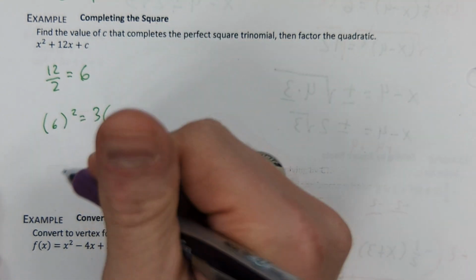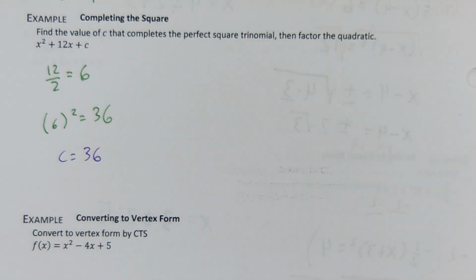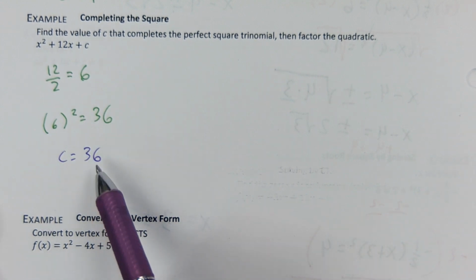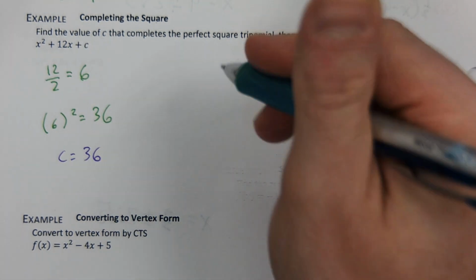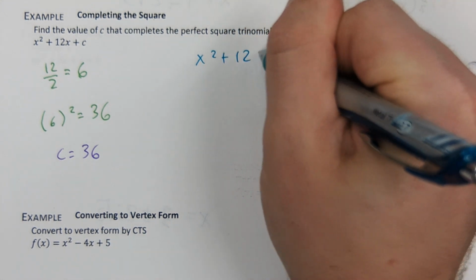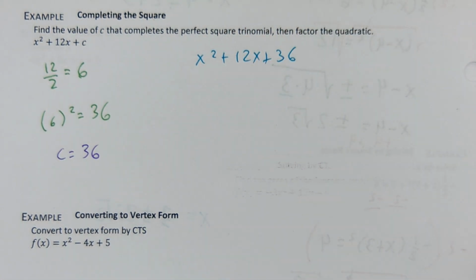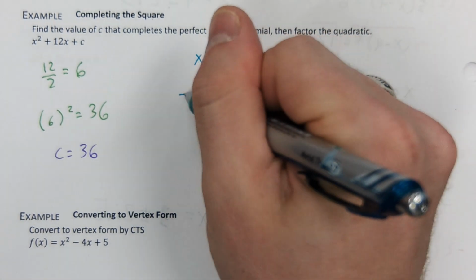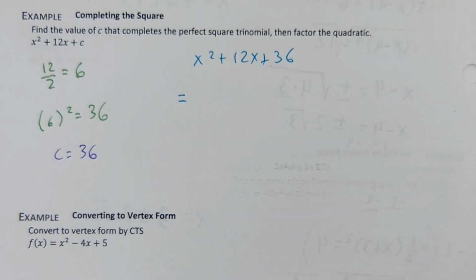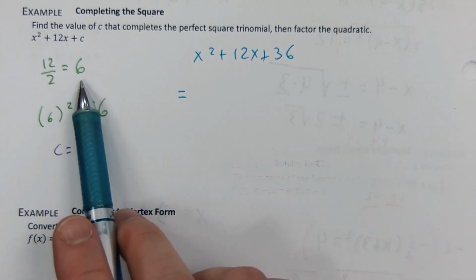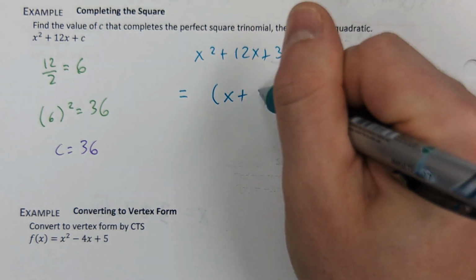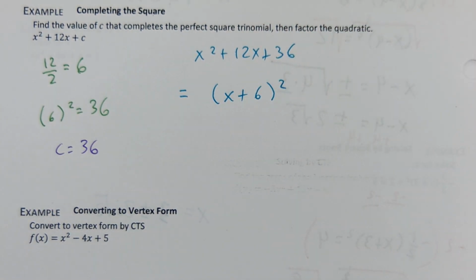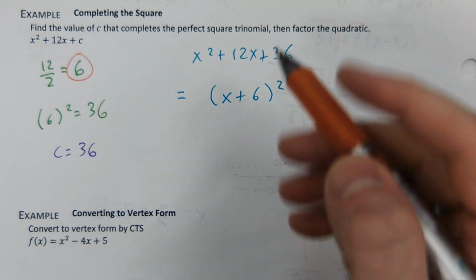Our magic C value then is 36. And we need to be able to find that number. It's the only number that could have gone right there that would have made this a perfect square trinomial. X squared plus 12x plus that 36 has completed our perfect square trinomial. We've completed that square. And the two numbers that multiply to 36 that add to 12 are this number and this number again, 6 and 6. So x plus 6 quantity squared, and like I said before, every time it goes right there.